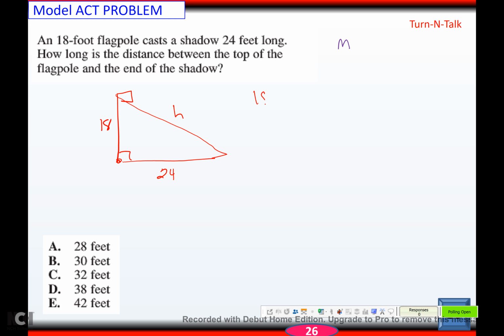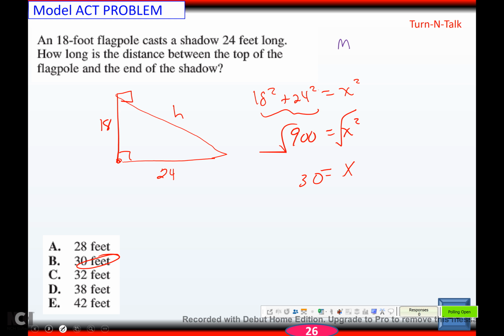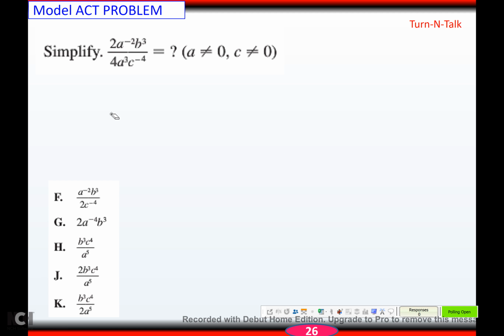So we have 18 squared plus 24 squared equals x squared. This is 900 equals x squared, square root, and you get x equals 30. Okay. Alrighty, try this one. Hit pause. Come back when you're ready.